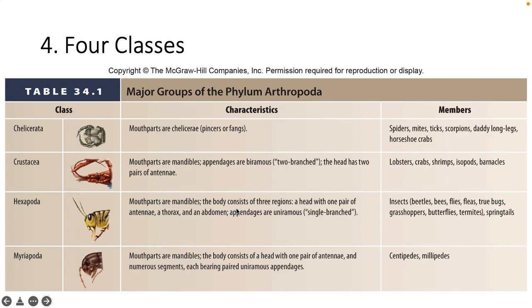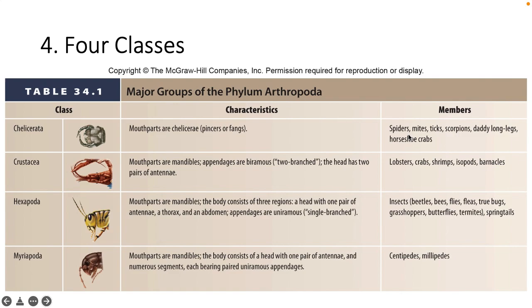So the four classes that we are going to go through are, I'm going to butcher these, Chelicerata, crustaceans, Hexapoda, and the Myriapoda. Myriapoda is your centipedes and millipedes. Your Hexapoda is your insects. Your crustaceans: lobsters, crabs, shrimps, isopods, barnacles. And then the Chelicerata: spiders, ticks and mites, those are the big ones there.